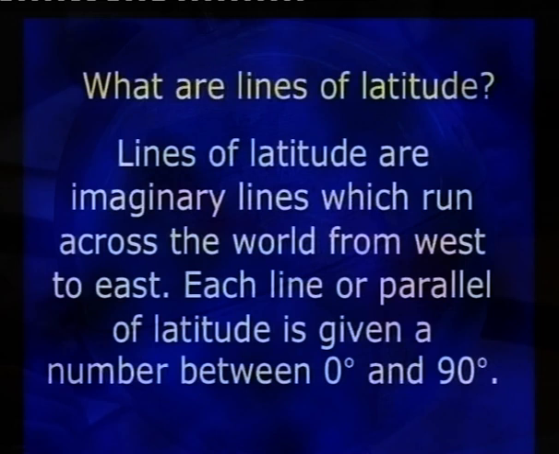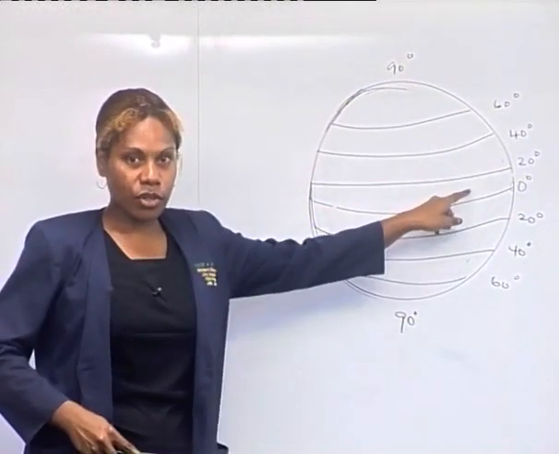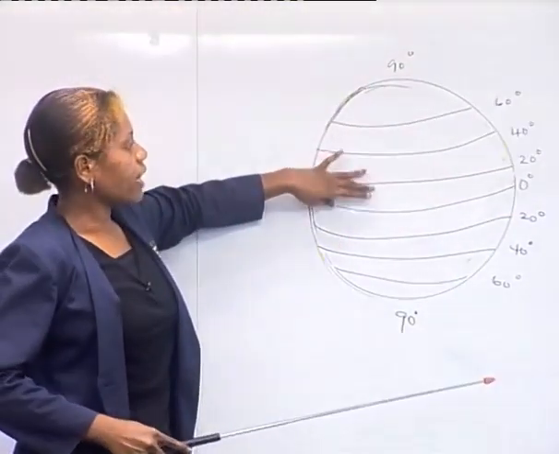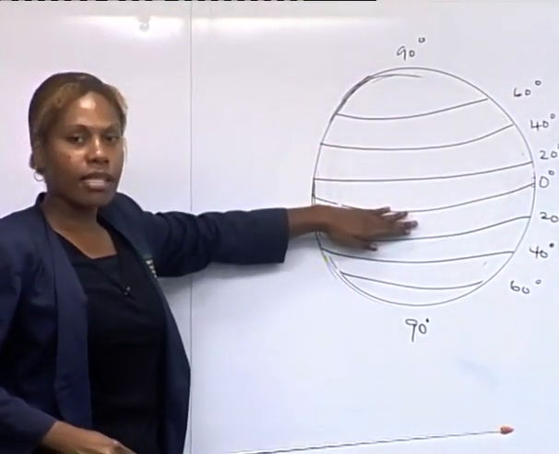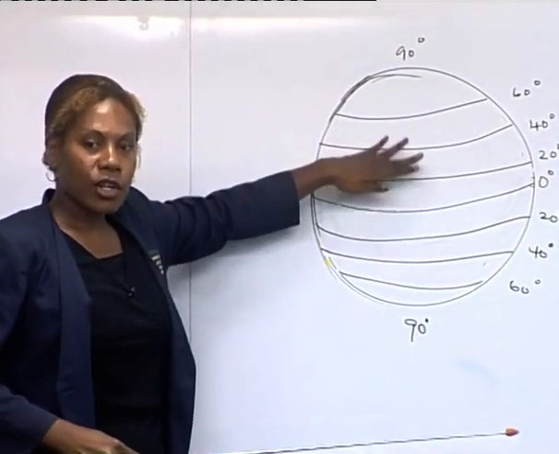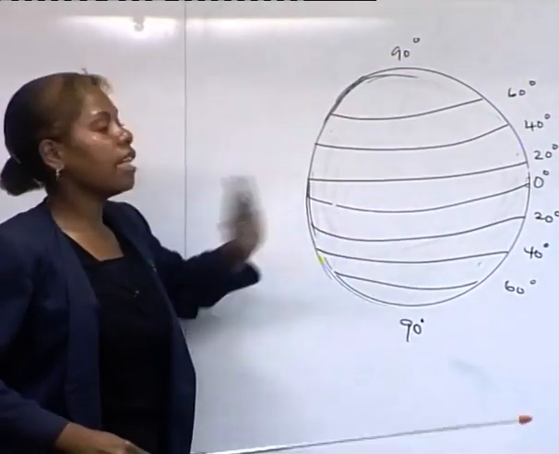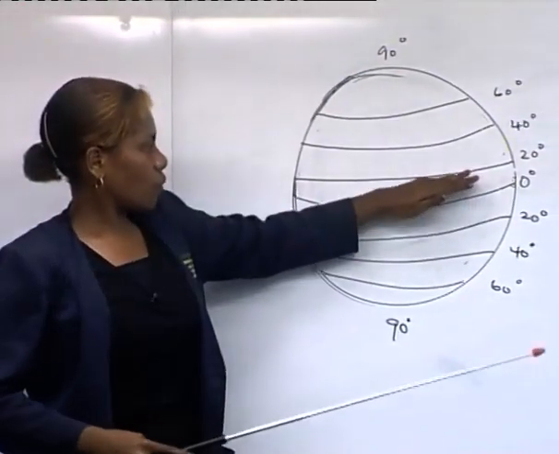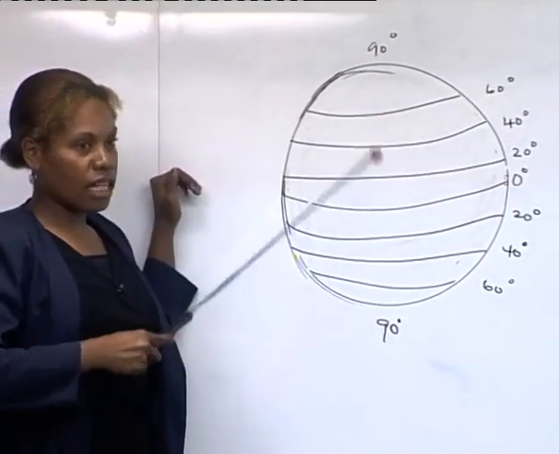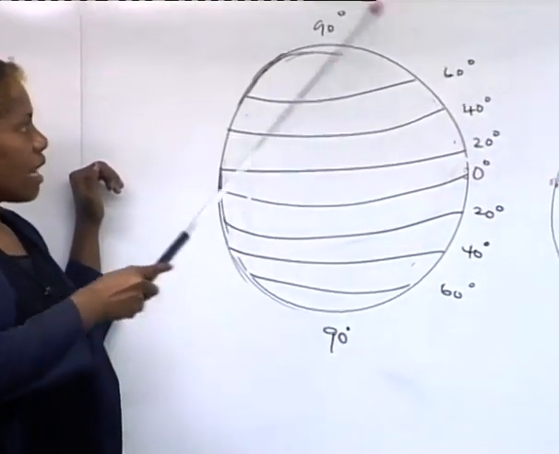So each of those lines are measured in degrees. Latitude lines are measured from 0 degrees to 90 degrees. You see, the equator has 0 degrees. Going upwards, what does the equator do? It separates the northern hemisphere from the southern hemisphere. So this up here is the northern hemisphere, 0 to 90 degrees.